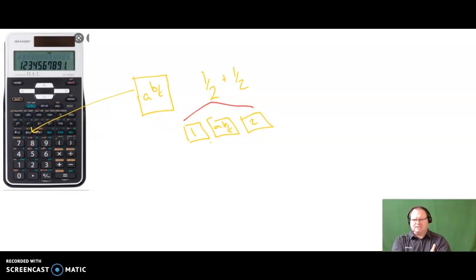And we put in the plus sign, and we do the same thing again, put in the next fraction.